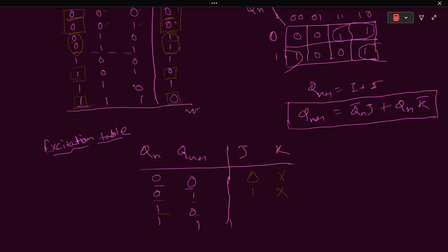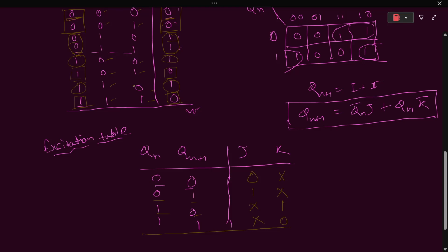In this case, 0 1, that is J is changing, but K is 1 1. J is changing, K is 1 1, this is 1. After that, 1 1. So this is 1, this is 1, this is 1, this is 1. So 1 1, J is changing, but K is what? 0. J is changing, K is 0. So this is the excitation table of JK flip flop.